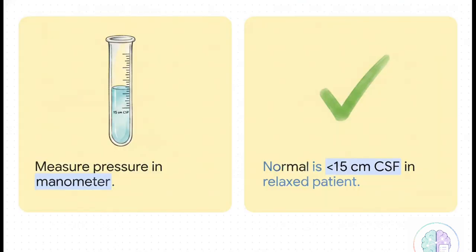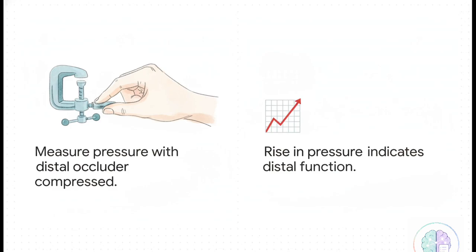So, you've established flow. Excellent. The second action is to measure the pressure using a manometer. This reading actually reflects the pressure of the ventricular system itself. To give you your clinical baseline, a completely normal reading is less than 15 centimeters of CSF, but keep in mind that assumes you have a totally relaxed, recumbent patient. Now, to verify the independent functionality of the distal components, you want to measure the pressure with the distal occluder compressed. So the crucial point here is that a rise in pressure is actually a great sign.